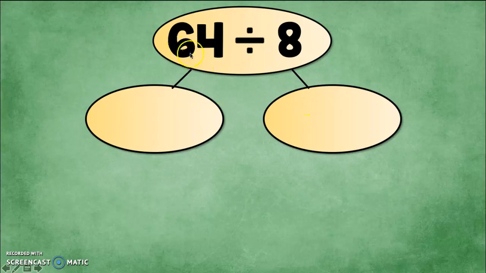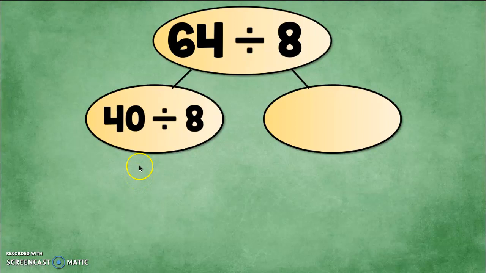So I'm going to look at this whole amount of 64. What can I take out using 8? So let's count by 8s, friends. Count with me. 8, 16, 24, 32, 40. Oh, I like 40 because I know what that answer is going to be. So I'm going to go ahead in this part over here. I'm going to write a smaller division sentence. I'm going to say 40 divided by 8. And I'm going to take that 40 right out of that 64. Now, if I have 64 and I take out 40, how many do I have left, friends?